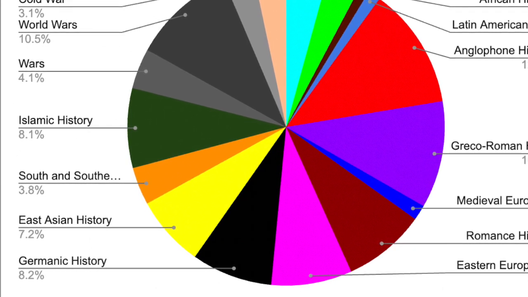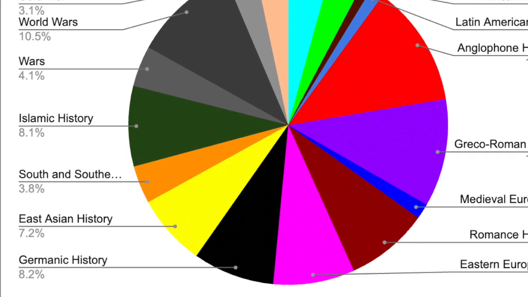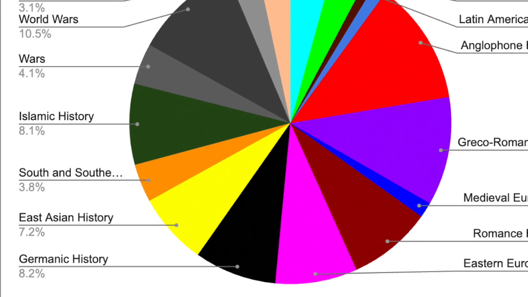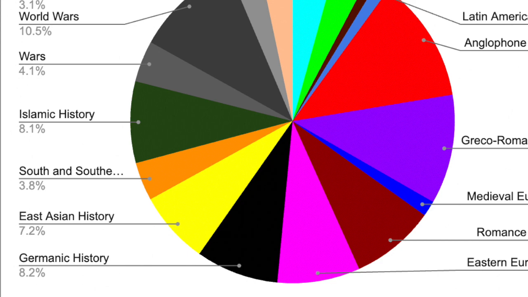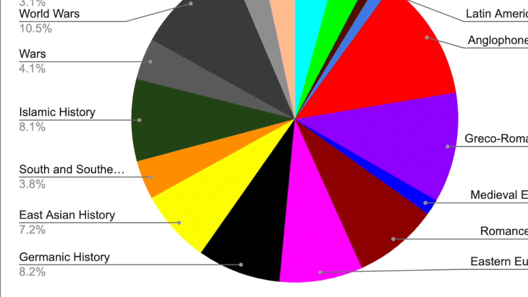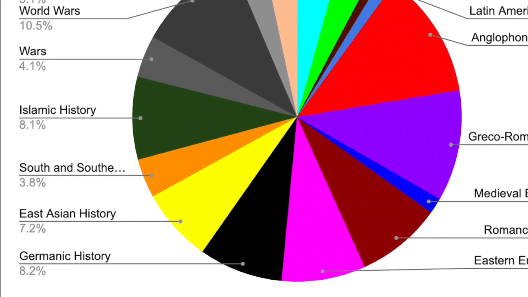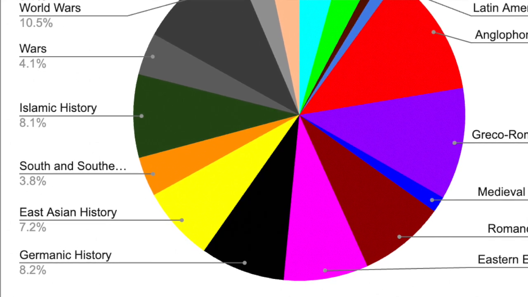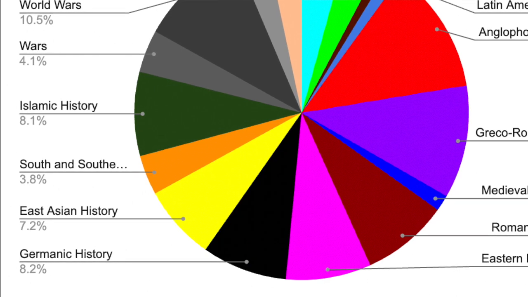I mean, altogether, both these regions make up less than 4% of the videos that were used in my database. And I was sort of surprised by how high African history was, because it was 3.5%, which is basically almost the same amount. And then Latin American, again, always they get the short end of the stick, only 1.3%. So pretty sad.